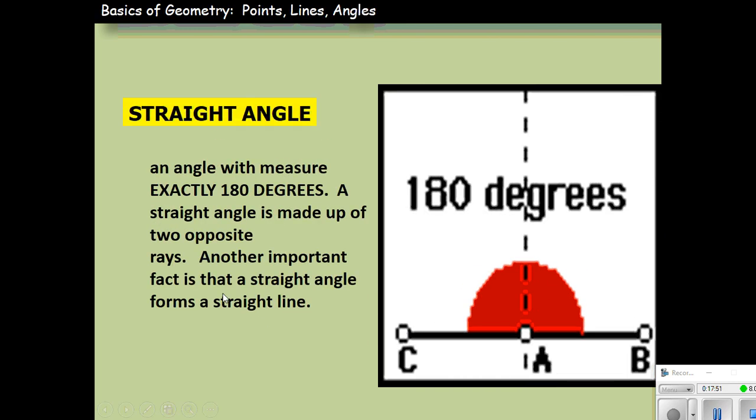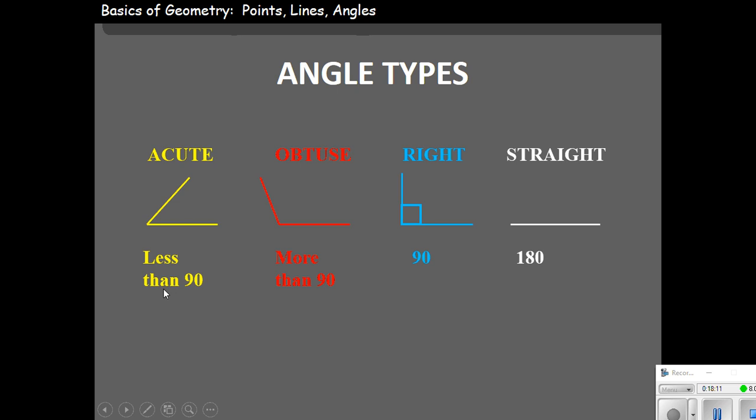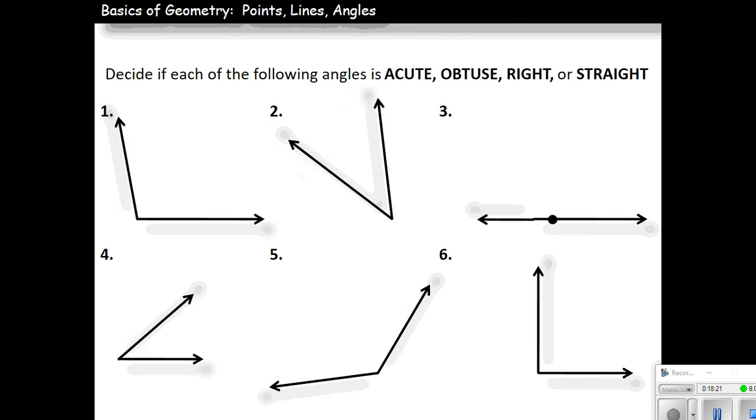Finally, a straight angle is one that's actually making a straight line. So we have an acute angle is less than 90, obtuse angle is more than 90, and a straight angle is 180 degrees, basically a straight line. So these are our angle types: acute, obtuse, right, and straight. Less than 90, more than 90, right is exactly 90, straight is exactly 180. If it's more than 180, well, we're not going to deal with that for right now. So, all right, take a moment and try to decide if each of these angles is acute, obtuse, right, or straight.